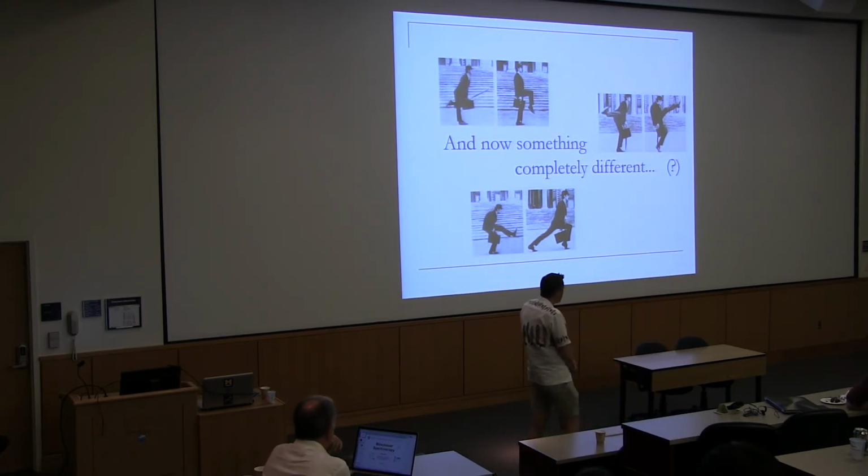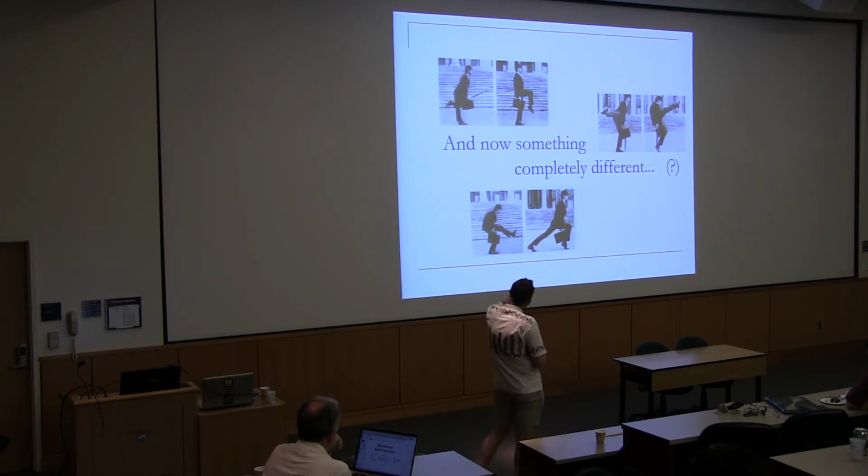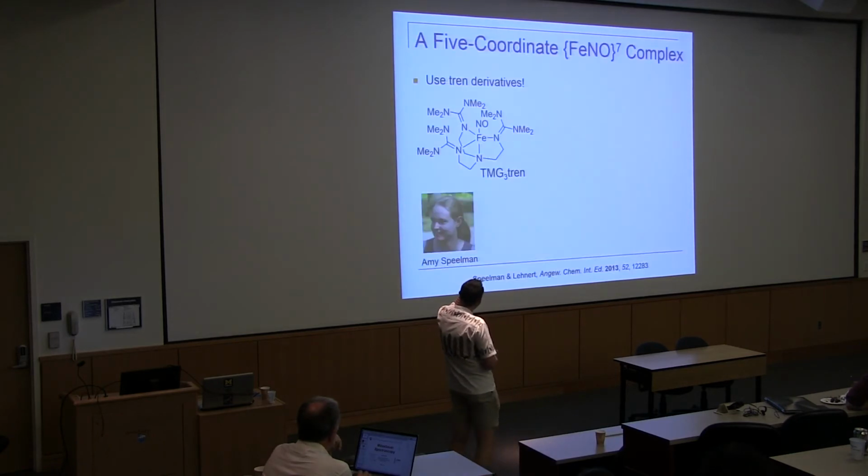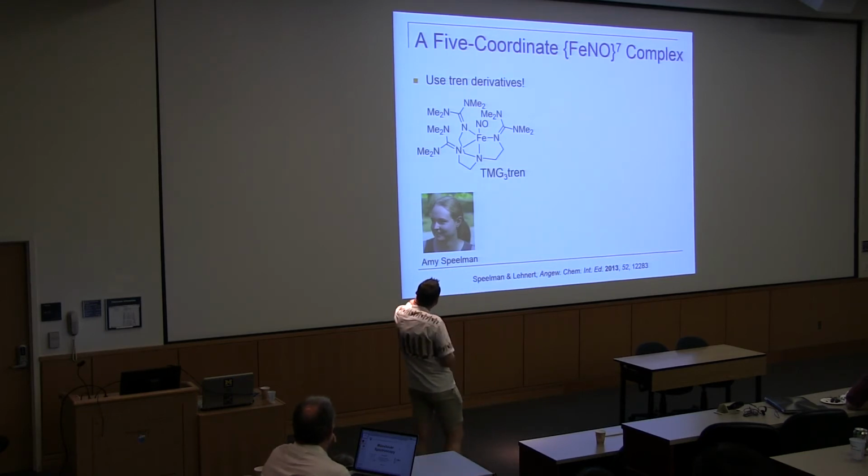Well, in the practicals we do different ones, but this is just showing how we can use polarizations to assign transitions. I can maybe do the first one quickly. So this is an FeNO7 compound that we studied, so we're using here this TMG3tren ligand, and then we made an iron 2 NO complex of this. This was done by Amy Spielman.